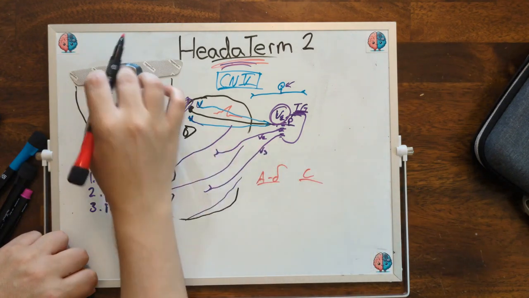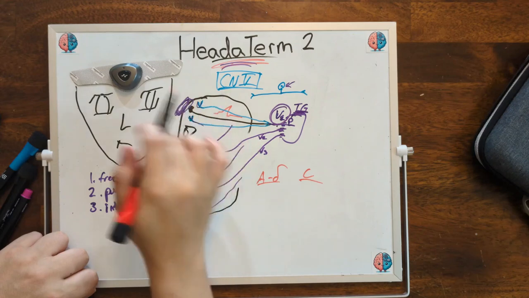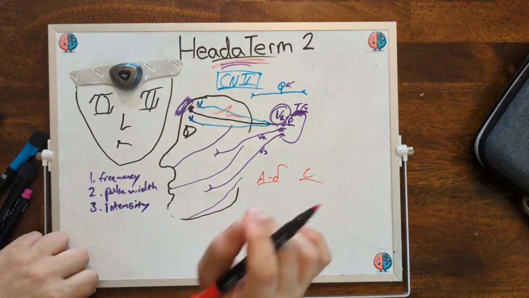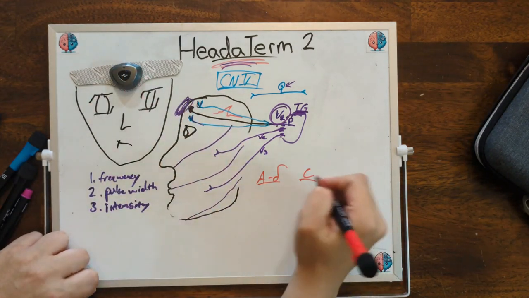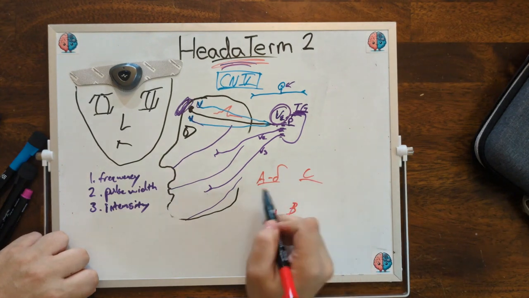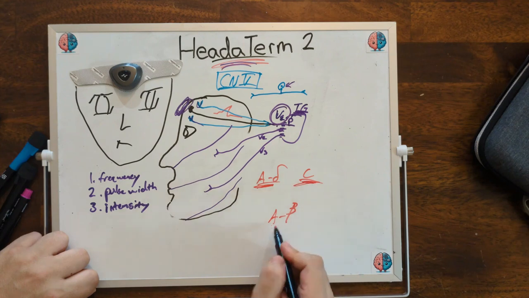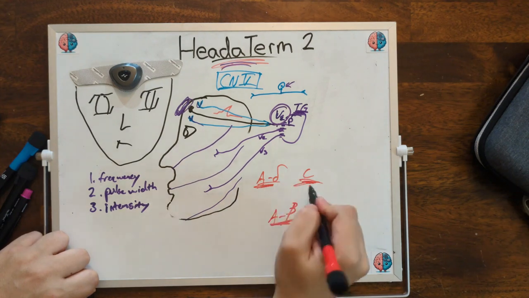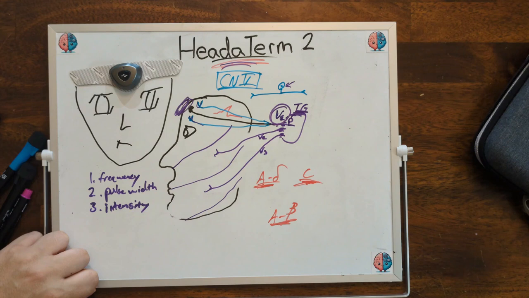We don't want to activate HeadaTerm 2 and cause pain. So what's lovely about HeadaTerm 2 is that it activates another fiber called A beta fibers. So we have A delta fibers, we have C fibers, and we have A beta fibers. A delta and C fibers are your nociceptor fibers. A beta fibers are your touch.